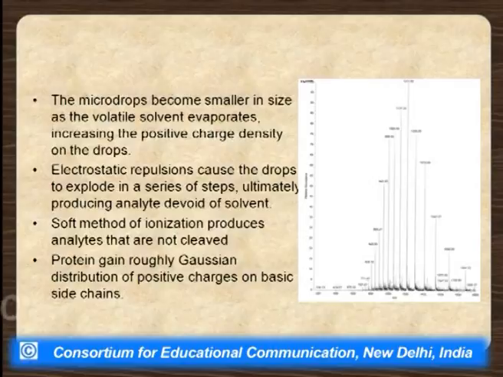So, this soft method will produce analytes that are not cleaved. Fragments of peptides will not be cleaved, but they will be positively charged, and you will have a Gaussian distribution of positive charge on a chain. Each chain may have a different positive charge, and depending on the basic residues you will have the same chain but with a different charge. So, the m/z ratio here is changing. The mass of the peptide may remain the same, but the extent of charge it is gaining will change, and it will then be detected at the detector.